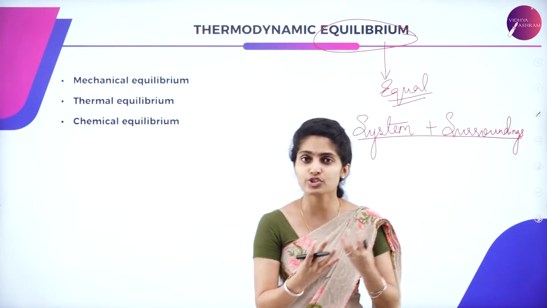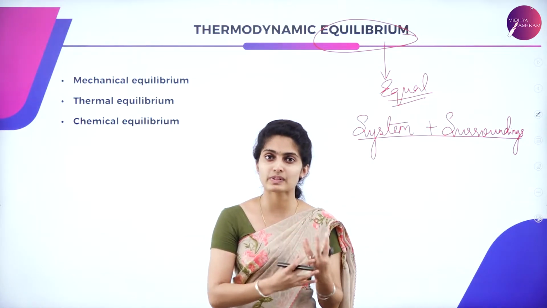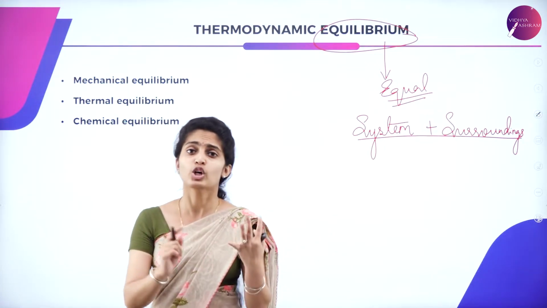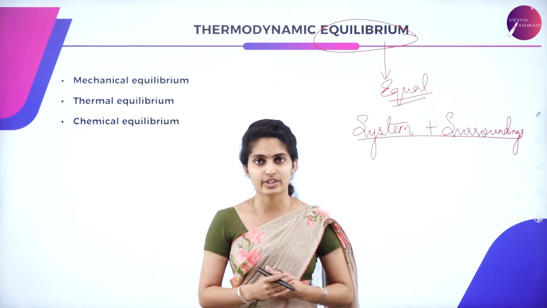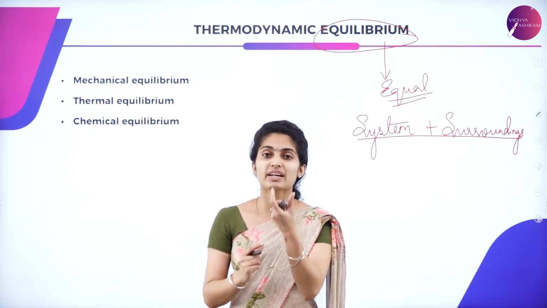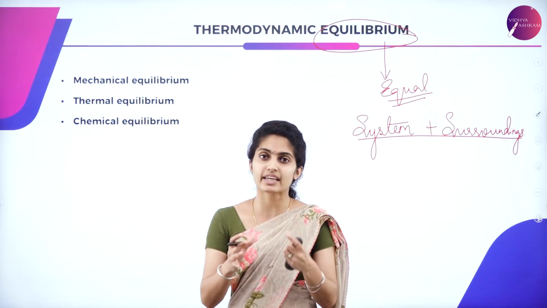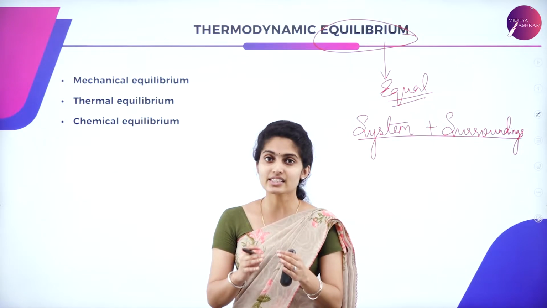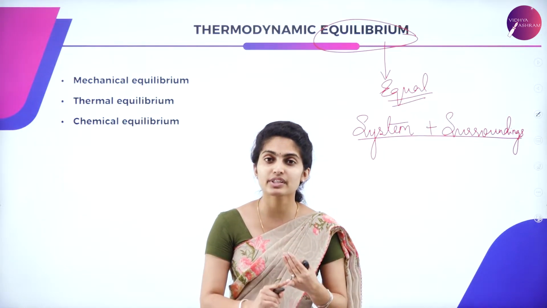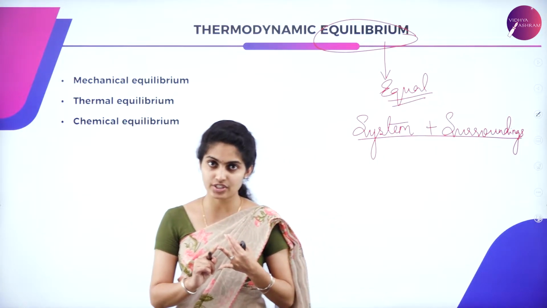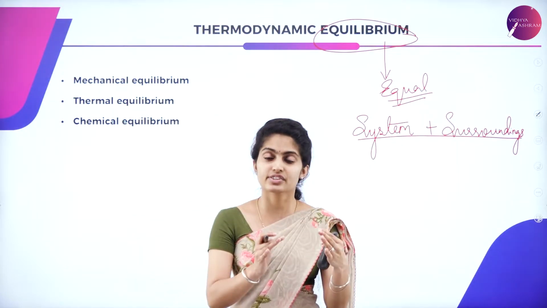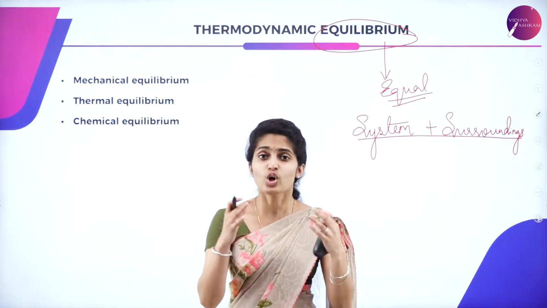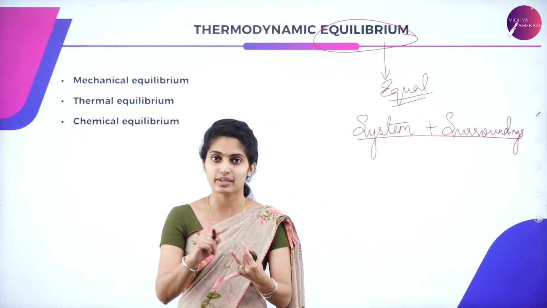So we will have to check what the temperatures are. By using a thermometer, the measuring device, we get to know the temperature of the system and the temperature of the surroundings. Then what is meant by equilibrium? How can you get equal temperature? The heat moves from a higher temperature region to a lower temperature region. What happens to the heat of the system and surroundings?